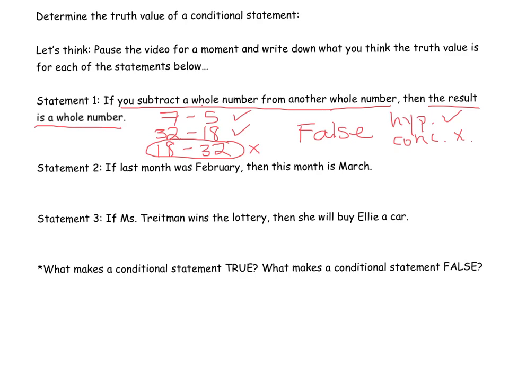And that's really what makes a statement false. A conditional statement is false when you meet the hypothesis but not the conclusion. So let's look at the next statement.